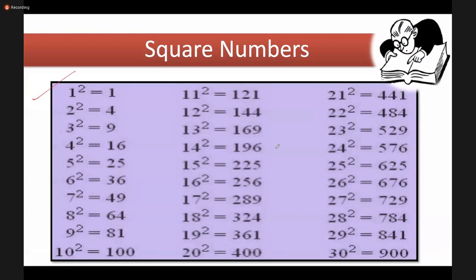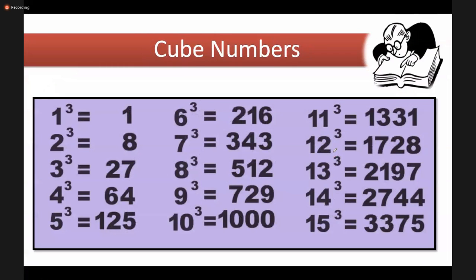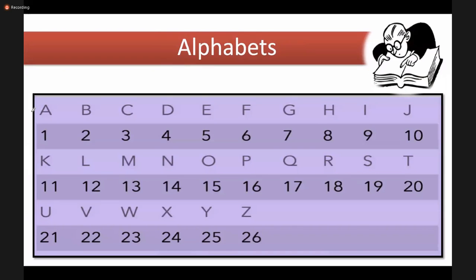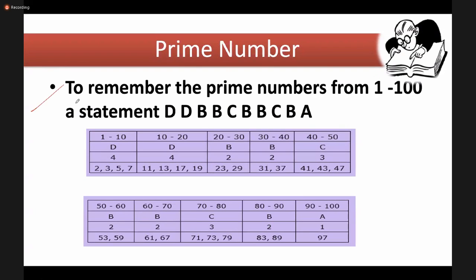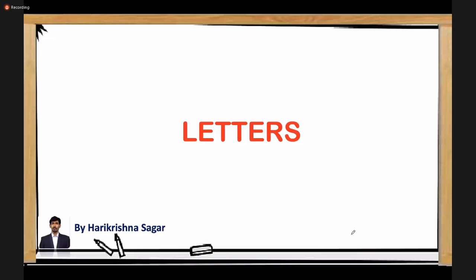Square numbers ranging from 1 to 25, cube numbers ranging from 1 to 15, A to Z alphabets with their respective positions, and prime numbers from 1 to 100. Remember those, and you can feel very comfortable in solving. So how are the questions of odd man out given? Starting with numbers, we'll try to understand.